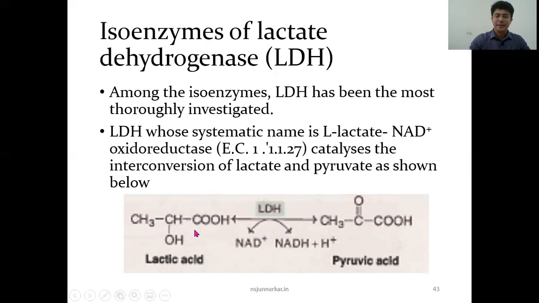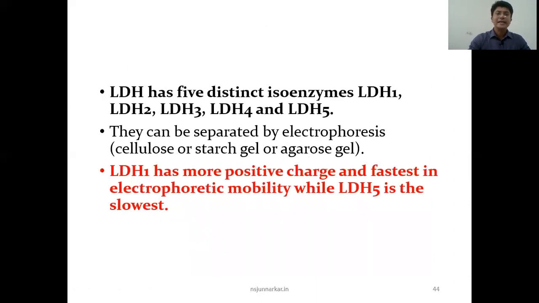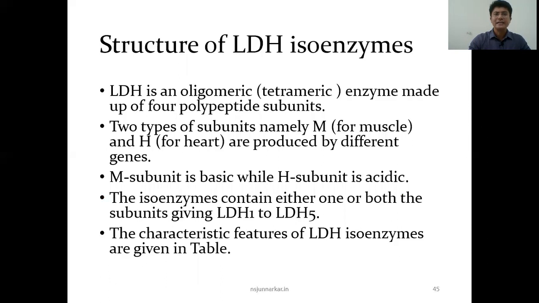So LDH has 5 distinct isoenzymes: LDH1, 2, 3, 4, and 5, in which LDH1 has more positive charge, and so it runs fast in the agarose gel or in the SDS page, whereas LDH5 is the slowest one. Structure of LDH enzymes.